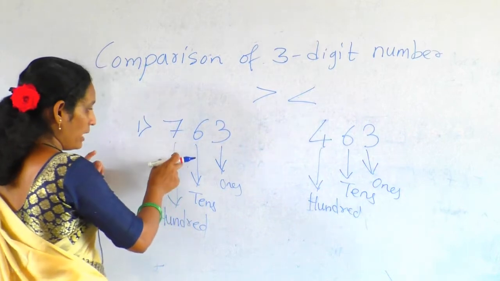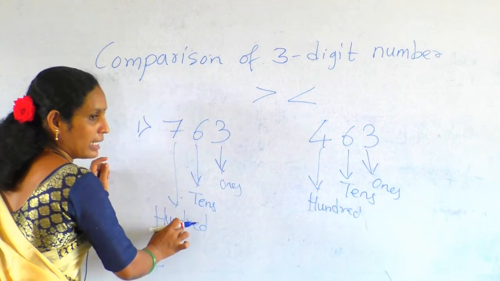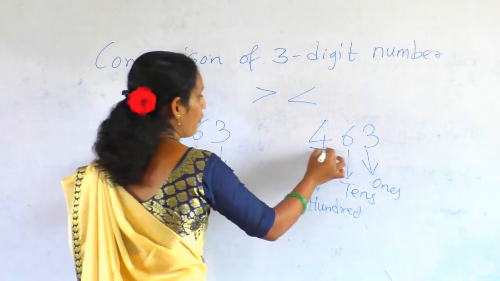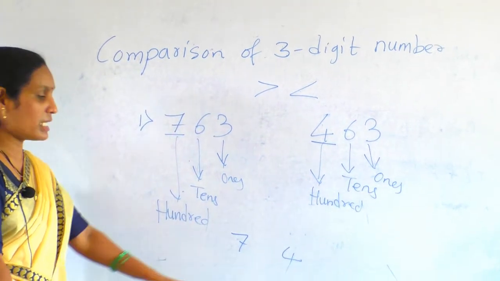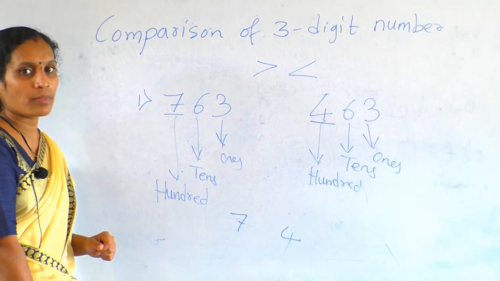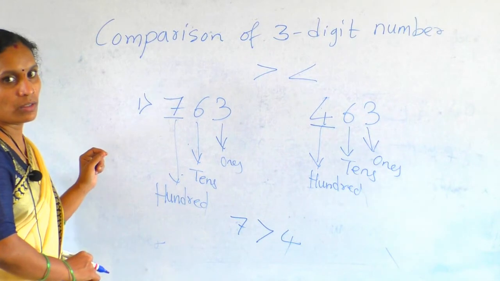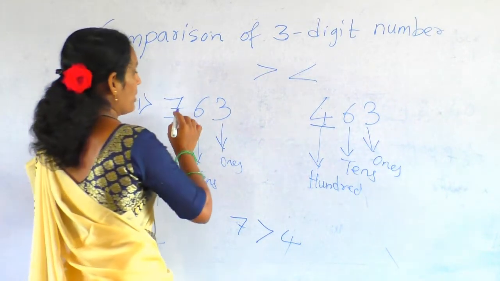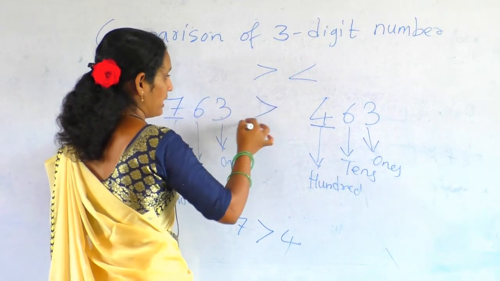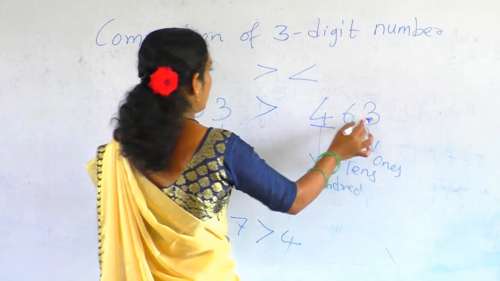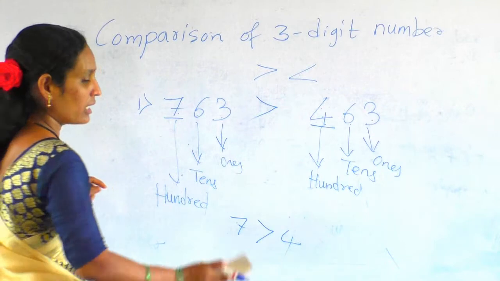First we have to start with the hundreds place. This is also hundreds place. Take 7 and 4. Which is the greatest number, 7 or 4? Absolutely, 7 is greater than 4. So 763 is greater than 463. Understood?